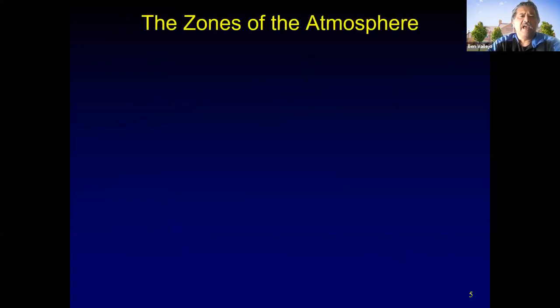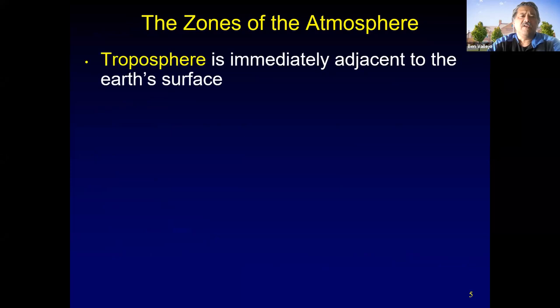All right, as we look at the atmosphere, there are 4 different layers of the atmosphere. Actually, NASA says there are 5 different layers. And if NASA says something, you gotta listen. But going from the bottom up, from the ground up, you have the troposphere. The troposphere is immediately adjacent to the Earth's surface at 0 to about 10 miles up.